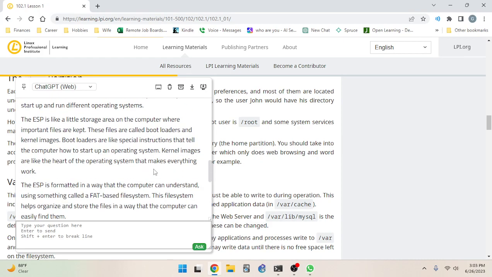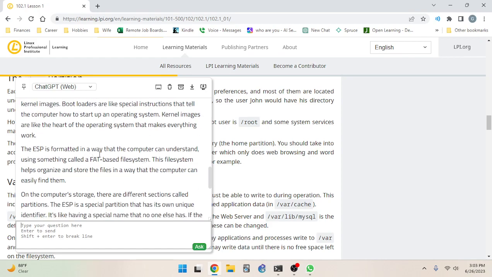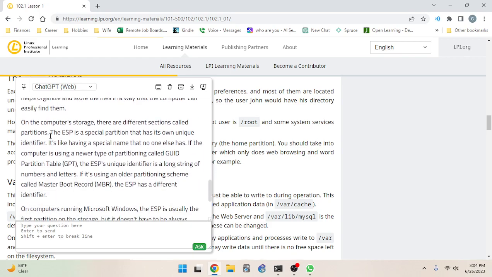The ESP is like a little storage area on the computer where important files are kept. These files are called bootloaders and kernel images. Bootloaders are like special instructions that tell the computer how to start up an operating system. Kernel images are like the heart of the operating system that makes everything work. The ESP is formatted in a way that the computer can understand using something called a FAT-based file system. This file system helps organize and store the files in a way that the computer can easily find them.